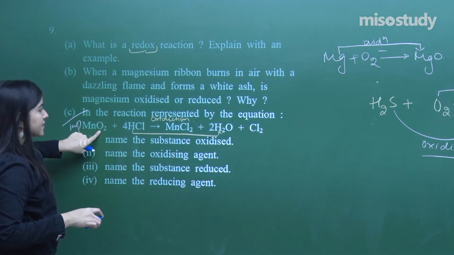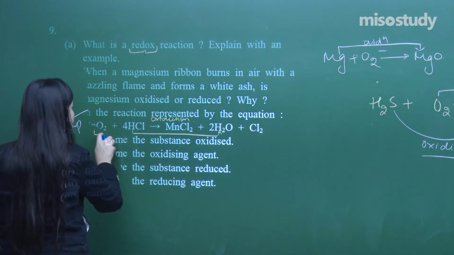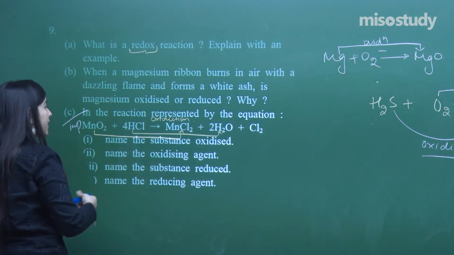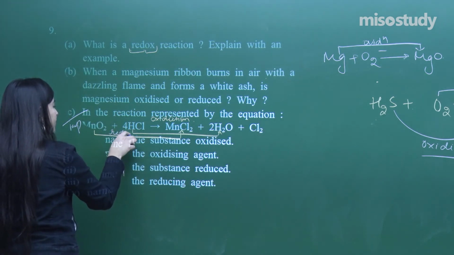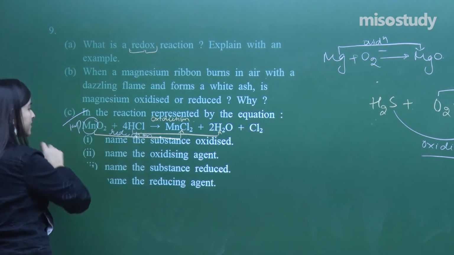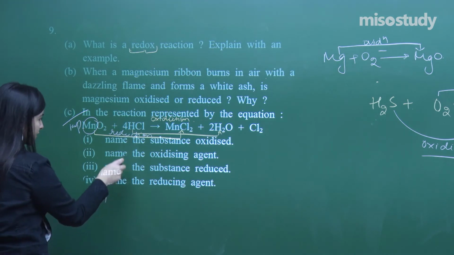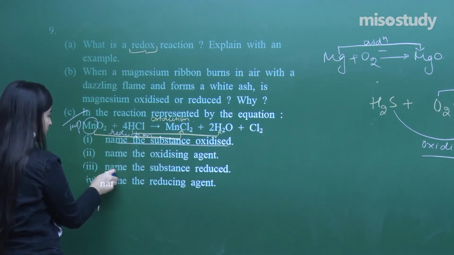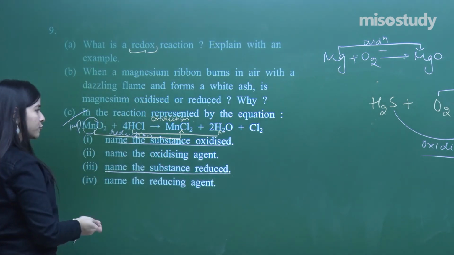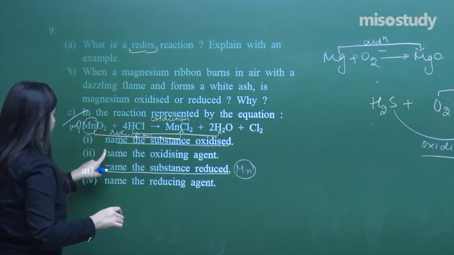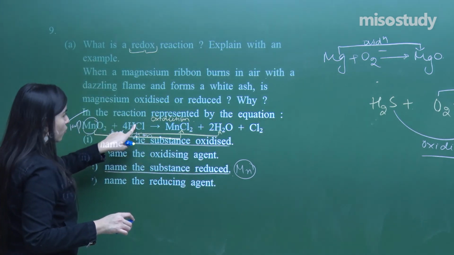Whereas this manganese is actually losing the oxygen, and thereby this is the reduction process happening. Which is getting reduced? Manganese is getting reduced, right? So name the substance getting oxidized. Okay, name the substance getting reduced. So the reduced one is manganese. Name the substance getting oxidized is, what is it?